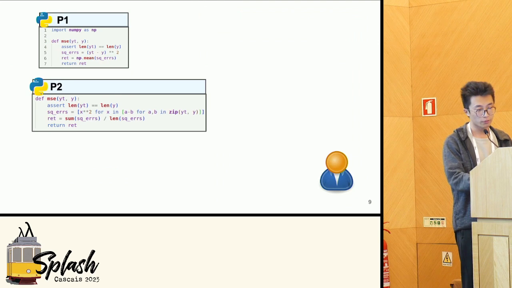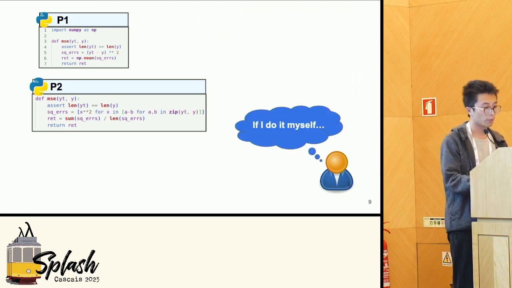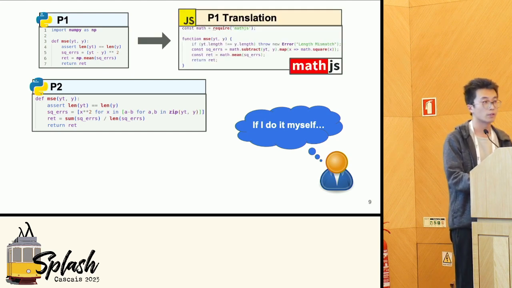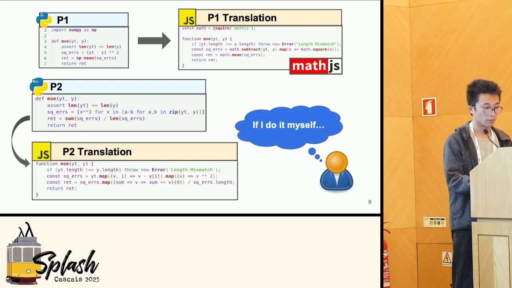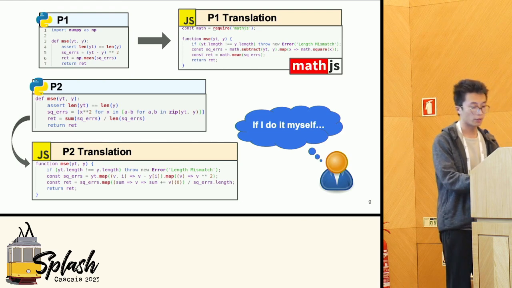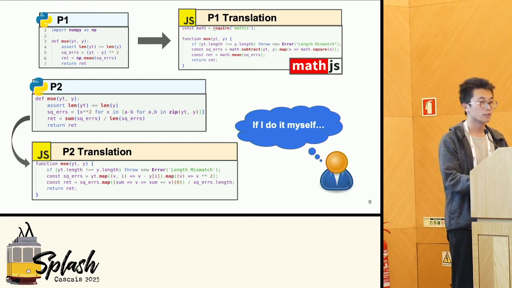So what kind of translation is Bob aiming for? For the first program, P1, if Bob could do it himself, he would use some third-party libraries that provide similar functionalities to the NumPy library in Python. For the second program, P2, he would prefer a translation that uses native JavaScript APIs while written in a newer language standard of JavaScript, such as ES7.